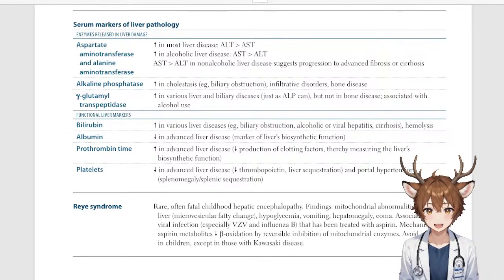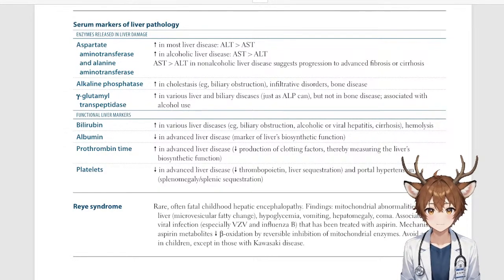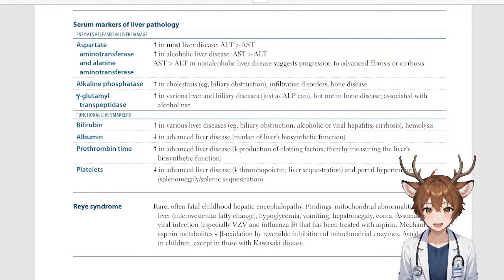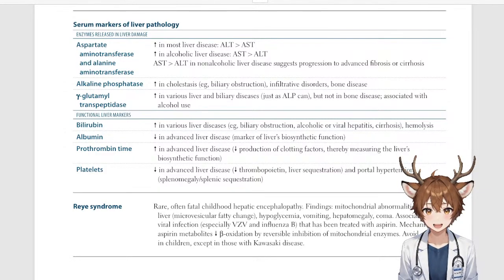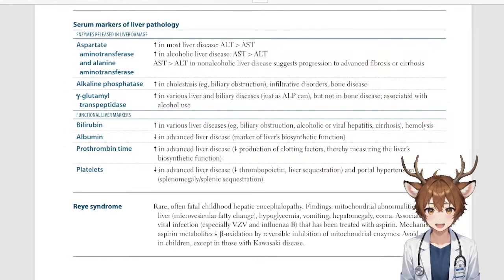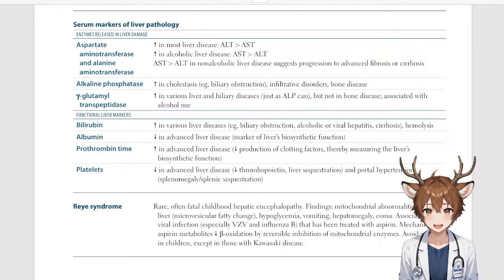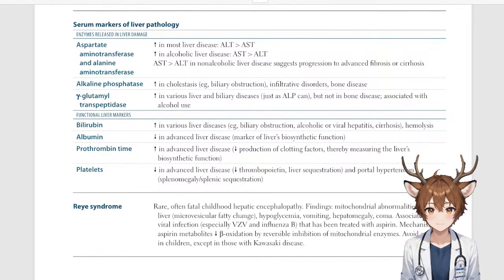Prothrombin time, PT, is elevated in advanced liver disease with a decreased production of clotting factors, thereby measuring the liver's biosynthetic function also. What about platelets? They are decreased in advanced liver disease with a decrease in thrombopoietin, liver sequestration, and portal hypertension, splenomegaly, and splenic sequestration.